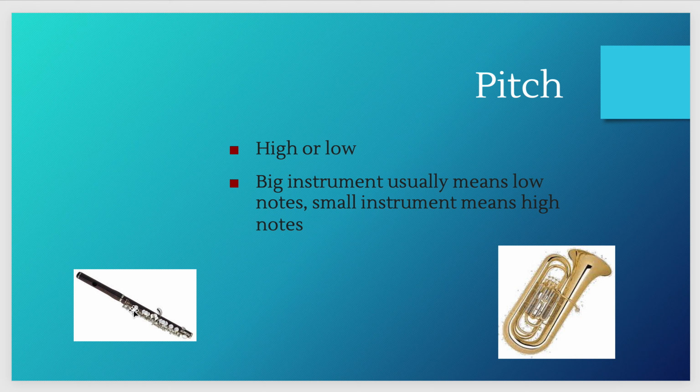So here we have a picture of the piccolo, which is only about a foot long, and here you have the largest brass instrument in the orchestra. This is a tuba, and you can see how much tubing is there. There's a lot more tubing there, so the sound is likely, and then this bell is really big, so the sound is likely going to be really deep.